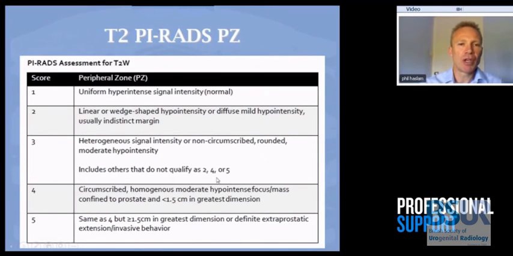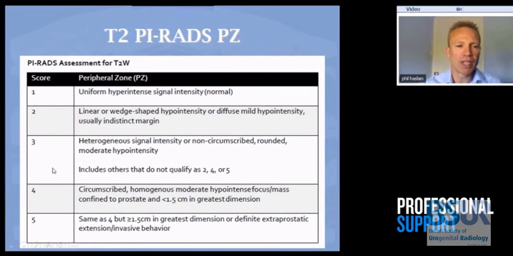Now if we look at T2 in the peripheral zone, the PI-RADS score. I'll go through how you actually go about getting this score. PI-RADS 1, normal tissue. PI-RADS 2, linear or wedge-shaped hyperintensity. Not too worried about that. PI-RADS 3, heterogeneous signal intensity or non-circumscribed rounded moderate hyperintensity, so slightly low signal.